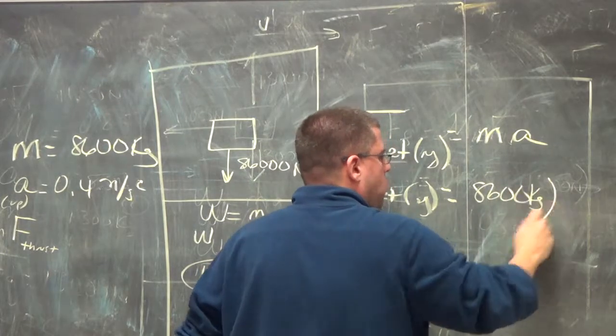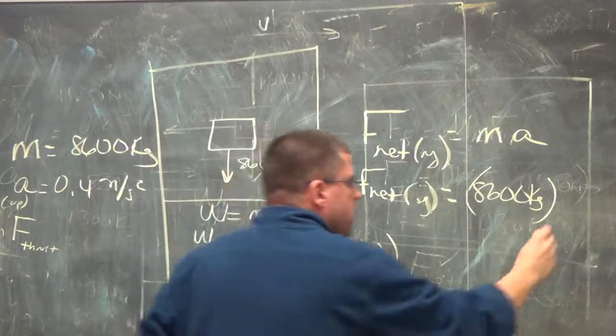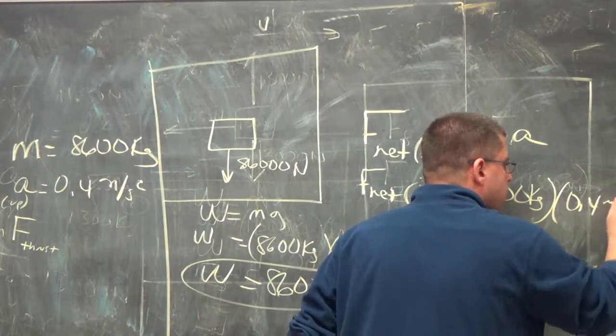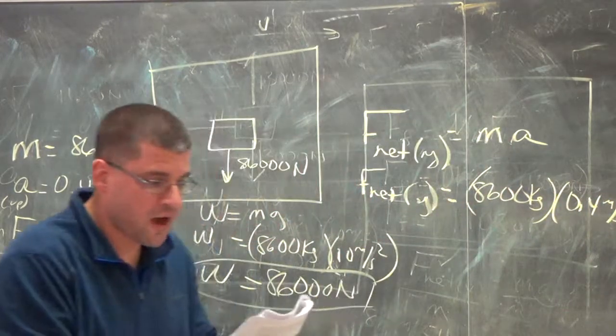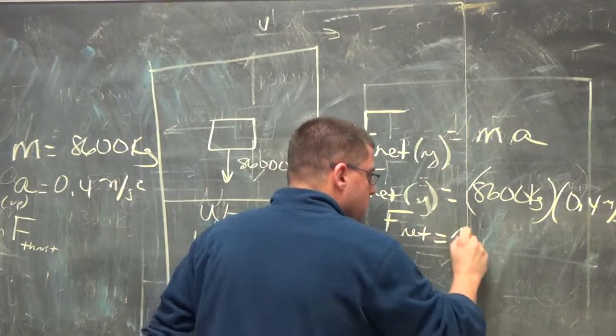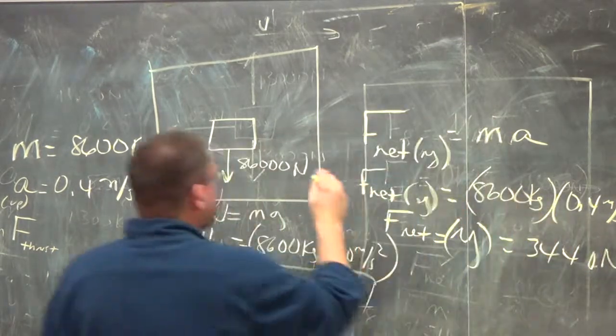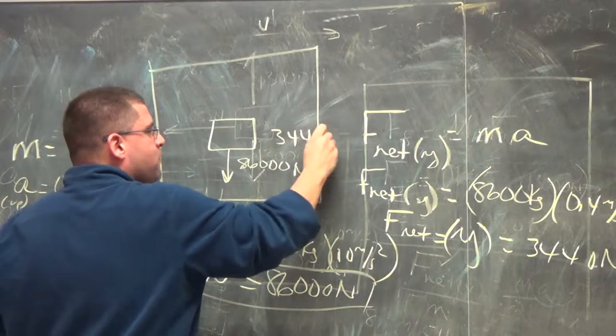Here we go. What's the acceleration? 0.4 meters per second squared. Thank goodness I have the answer key. Net force in the y direction: 3,440 newtons. So the net force is 3,440 newtons.